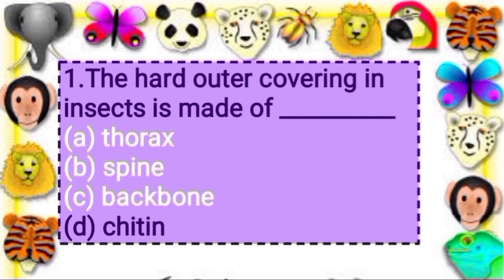So as you know, insects have 6 legs and their body is divided into 3 parts, and they have a hard outer covering made up of material which is called chitin, C-H-I-T-I-N. So the answer is option D.